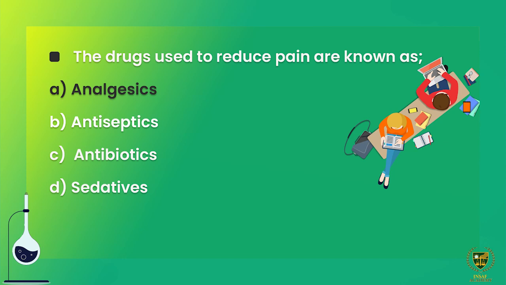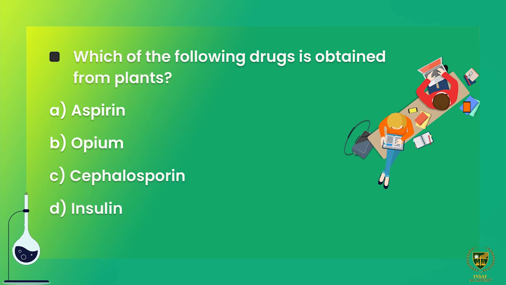Here we have another question. Which of the following drugs is obtained from plants? Option alpha is aspirin. No, my dear students, aspirin is obtained from the labs. It is prepared in the labs. Its source is synthetic. It's a synthetic drug. Option beta says opium. Yes, dear students, opium is a drug which is obtained from plants.